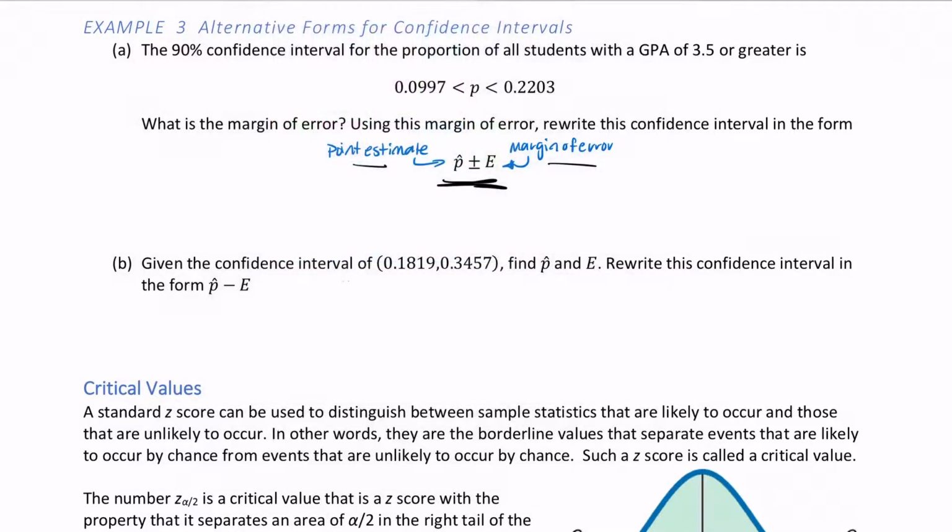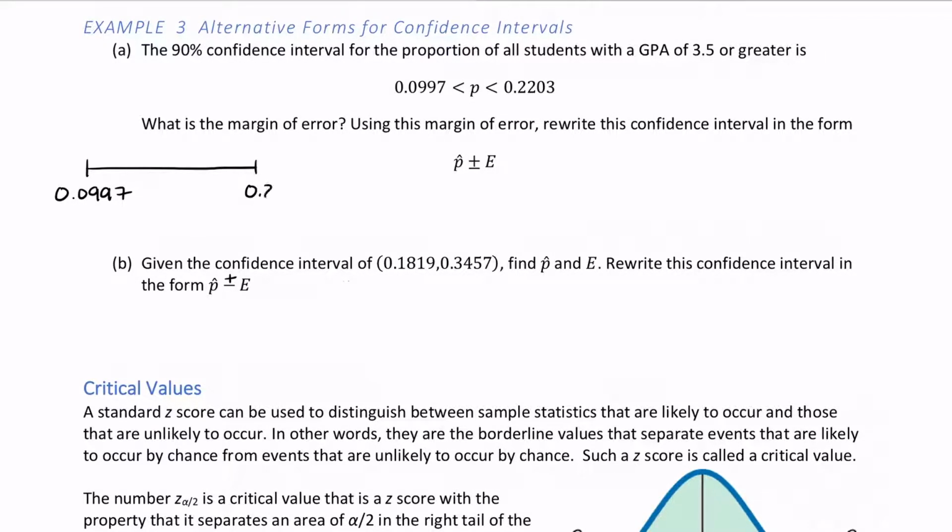If you have the old version of the notes, please correct it to look like this, p hat plus or minus E. Now let's look at this example and start with a sketch of a number line. Here is the lower bound of the confidence interval. Here is the upper bound. And here would be the midpoint. Now our midpoint is our point estimate.